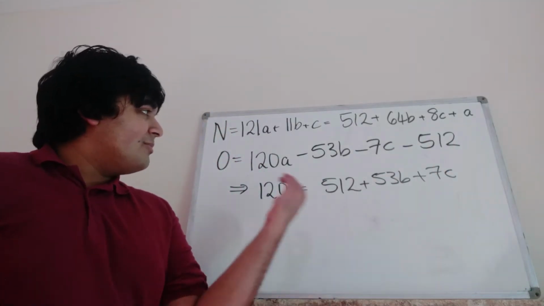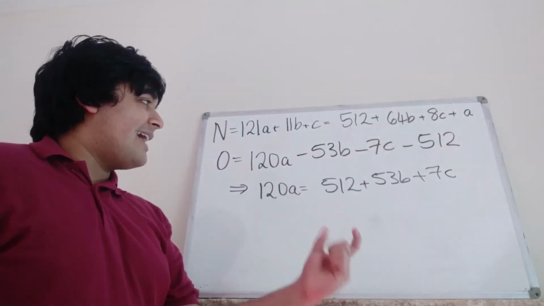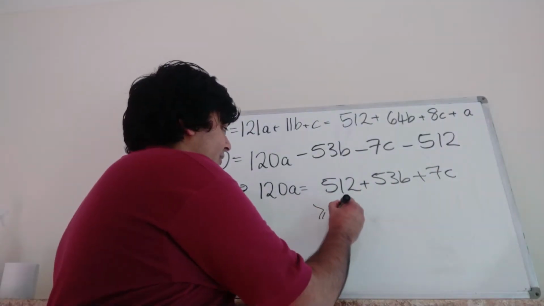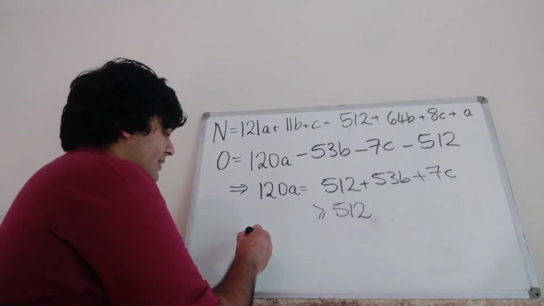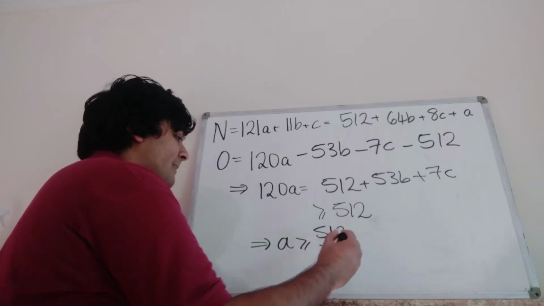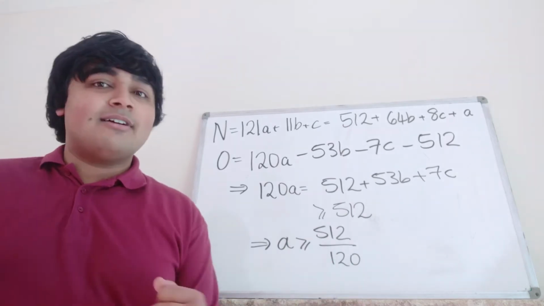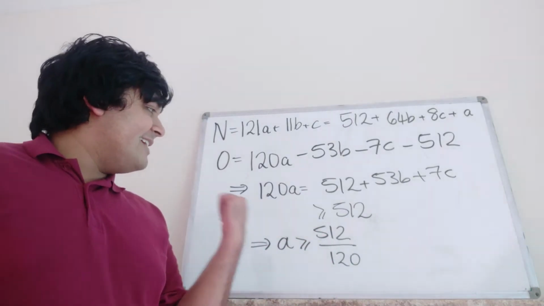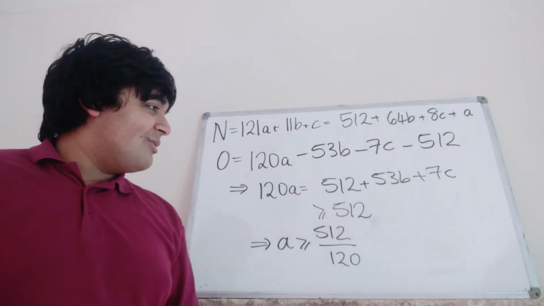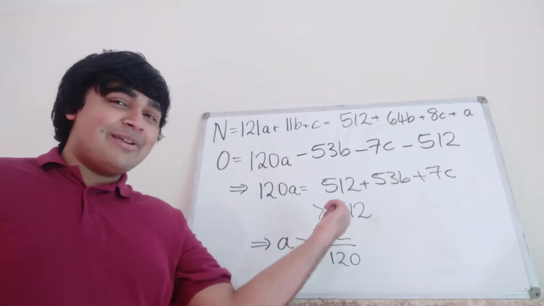Okay, now where do we go from here? Well, we know that b and c are non-negative. They have to be at least 0. So this right-hand side has to be at least 512. That tells me that a must be at least 512 divided by 120. But if you remember, a has to be an integer, a digit from 0 up to 9. So a must be at least the smallest integer bigger than or equal to this guy here.